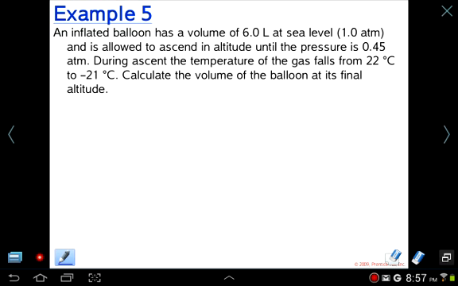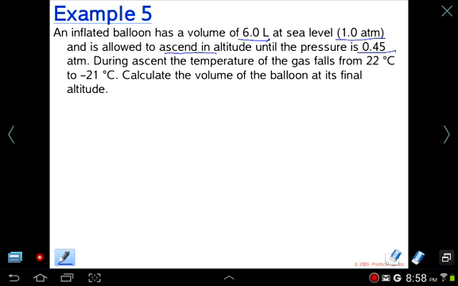We have an inflated balloon with a volume of 6 liters at sea level, which means we're at 1 atmosphere, and it's allowed to ascend until the pressure is 0.45. The higher you go up in the upper atmosphere, the lower the pressure. This is because the air is rarer, less molecules, therefore less pressure.